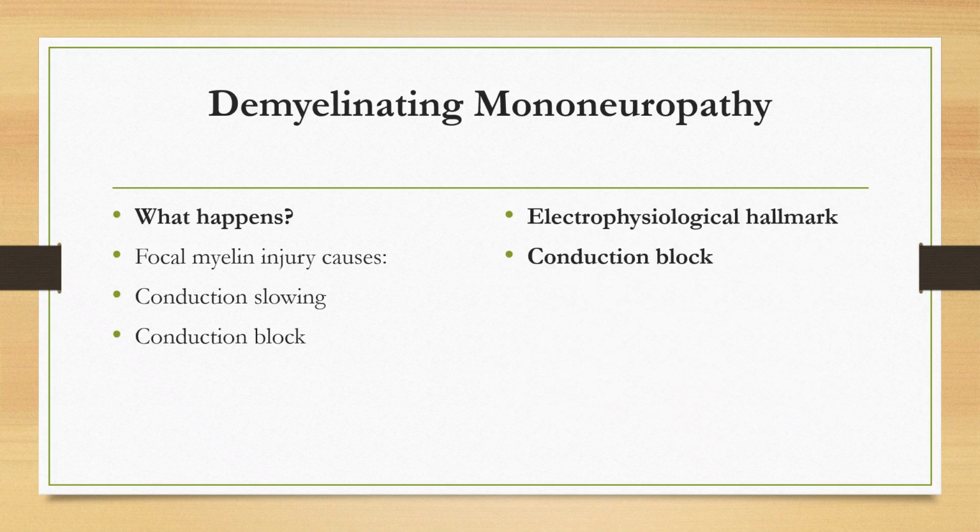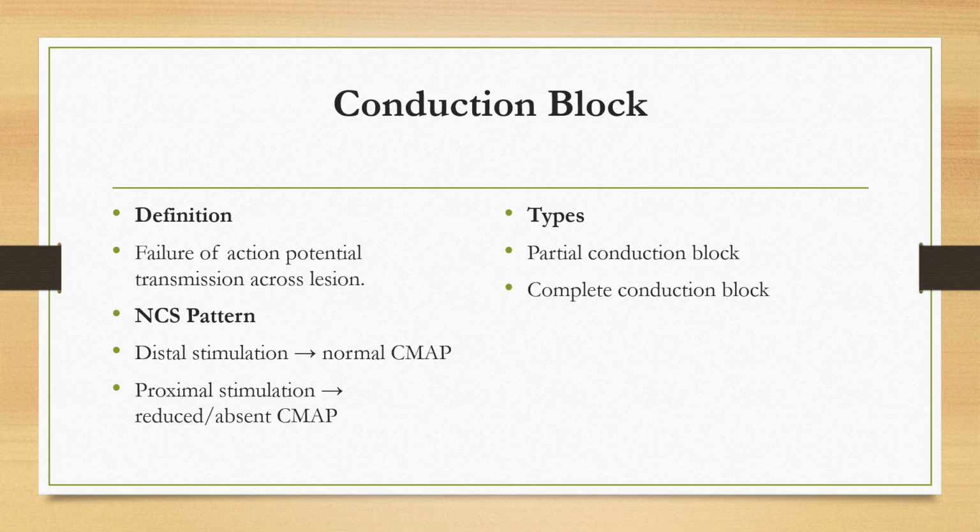Demyelinating mononeuropathy. What happens in demyelinating mononeuropathy? The focal myelin injury will lead to conduction slowing and conduction block. The electrophysiological hallmark is conduction block, which is the failure of action potential transmission across the lesion. The NCS pattern here is distal stimulation producing a normal CMAP, whereas proximal stimulation produces a reduced or absent CMAP. It is classified as partial conduction block and complete conduction block.